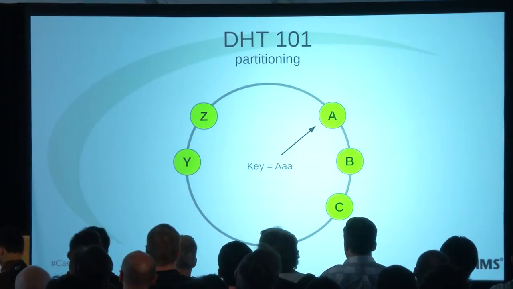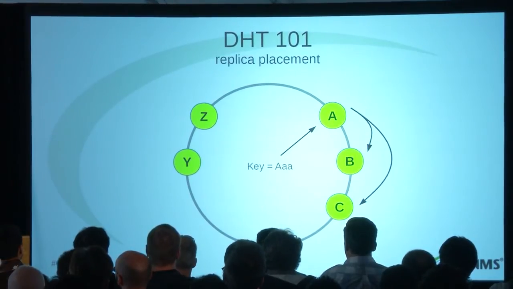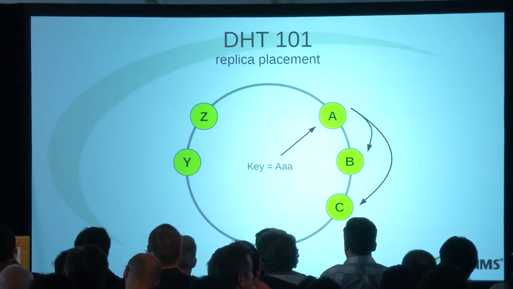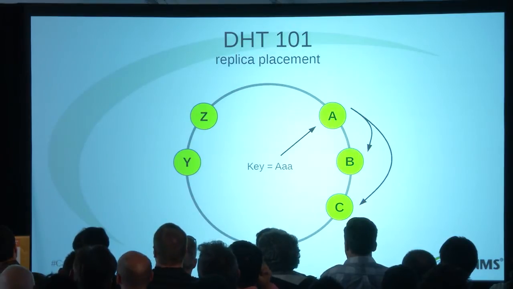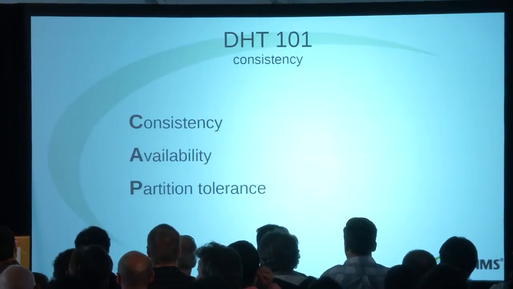That determines the initial location, the partitioning, but we want to store multiple copies. For that, we just need something that is deterministic and based on that first location. From this point out, it doesn't matter which copy is which. There's no special distinction. This is just how the algorithm for placement works.